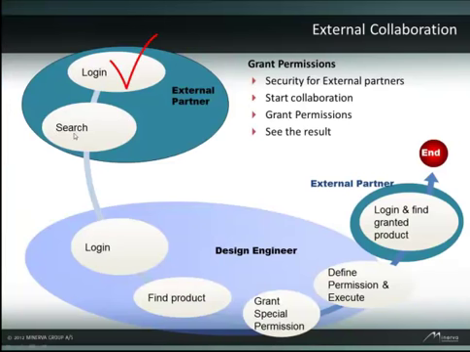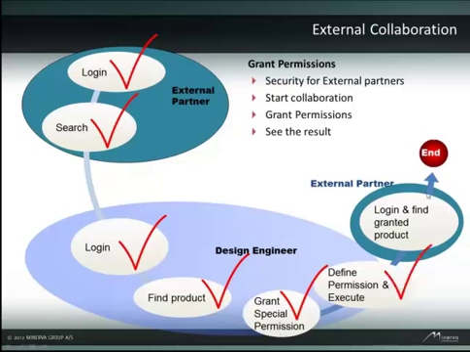We logged in as the external partner. We did a search where he could not see the design. We logged in as the internal design engineer. We found our external sub-assembly. We granted the special permission set. We executed and defined the rules and opened it up. We logged back in as the external partner and saw that we could actually see the granted product now.